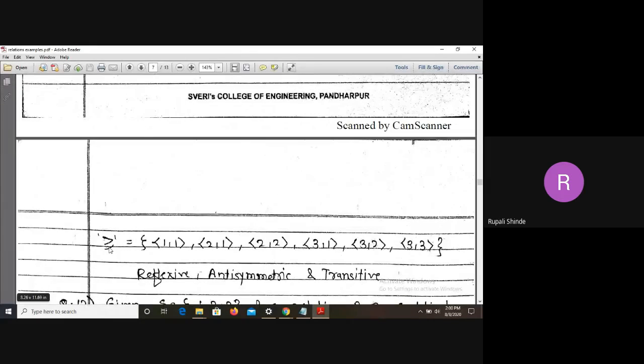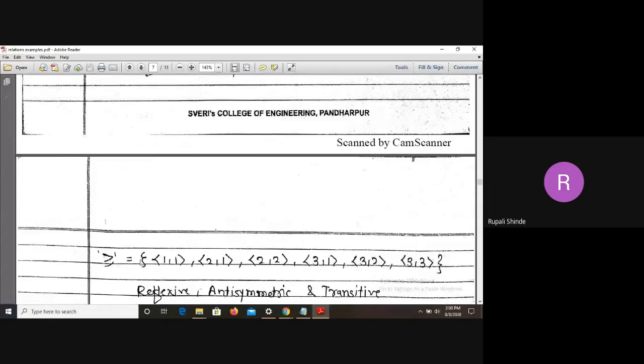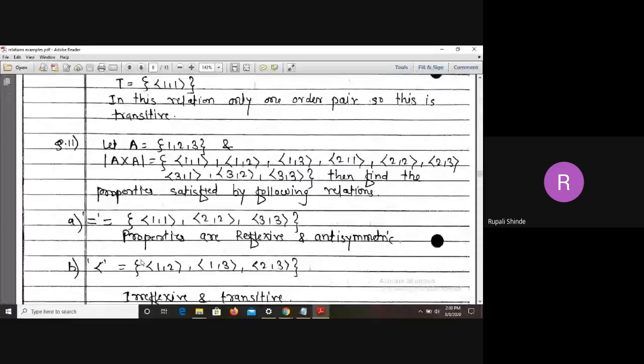And the last relation is greater than or equal to. So first of all, we have to find the ordered pairs that satisfy the greater than or equal to property. So now tell me what are the different ordered pairs we can include in greater than or equal to. Here we have to find such ordered pairs whose first element is either equal to or greater than the second element.